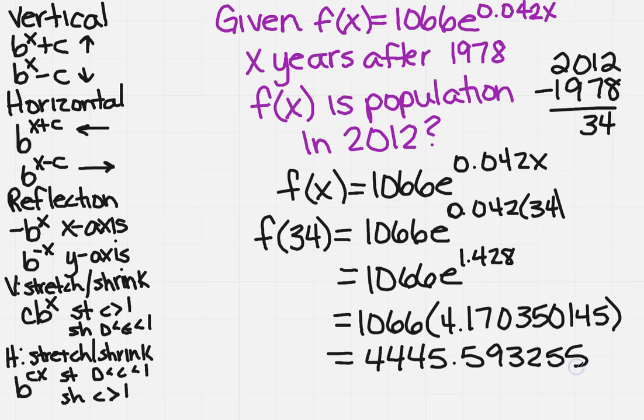Now, if I'm looking for population, I'm going to go ahead and give an approximate, because I really can't have a 0.5 anything afterwards. So this would be approximately 4446 whatevers we're looking for, population.